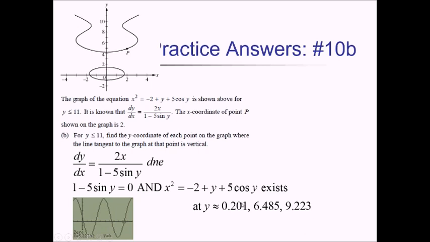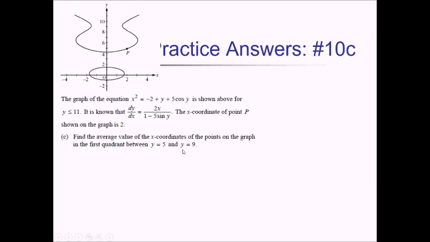For this last part of the problem, the final boss battle for this one, they want the average value of the x-coordinates of the points on the graph in the first quadrant between y equals 5 and y equals 9. So this one looks kind of crazy in terms of, how are you supposed to find the average value of all these x values?